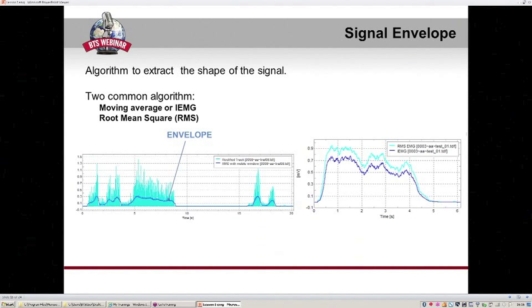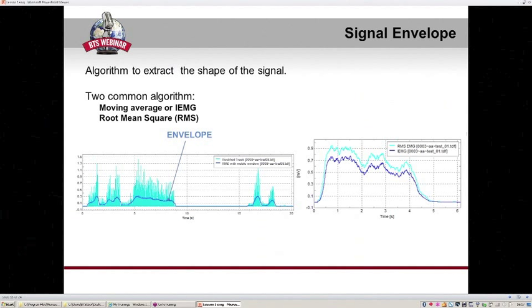Well, the second algorithm that I want to talk to you about is the envelope, which is used to extract, in general, from the raw signal, the more reproducible shape of the EMG, removing the non-reproducible part of the raw signal. This is useful when you want to compute, for example, the average pattern of the signal between different trials, and in case you want to compare trials belonging to different subjects. Two common algorithms that can be used to perform the enveloping of the signal are the moving average, or the integrated EMG, or the root mean square EMG algorithm.